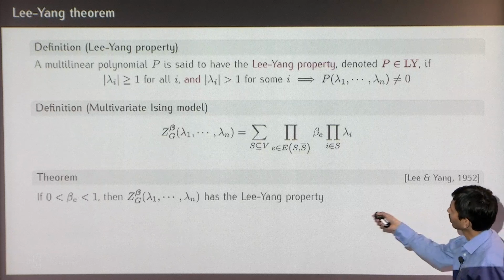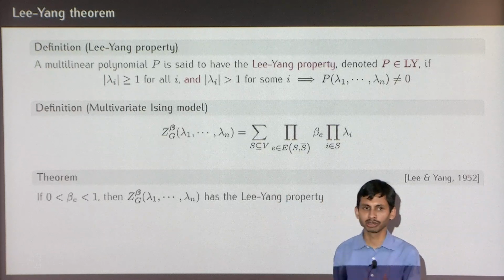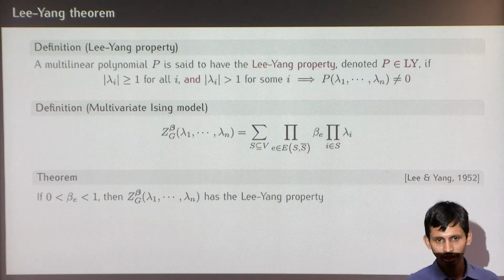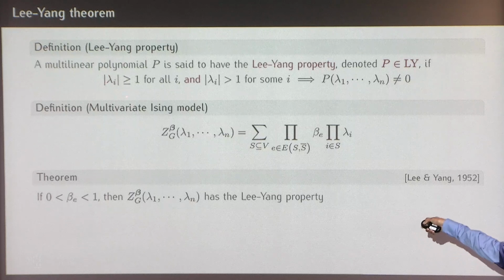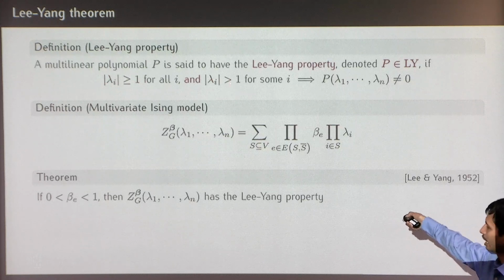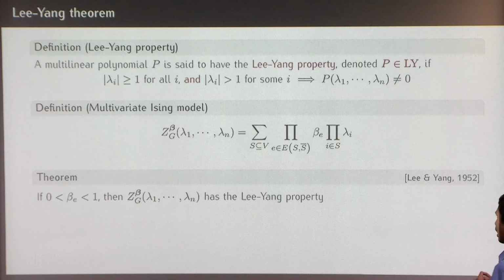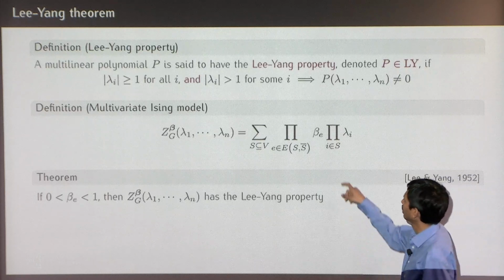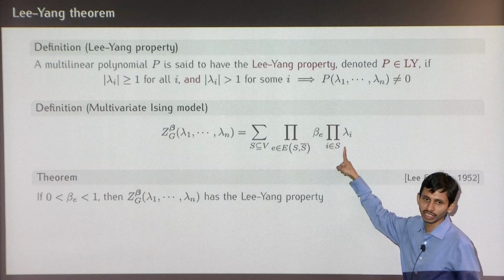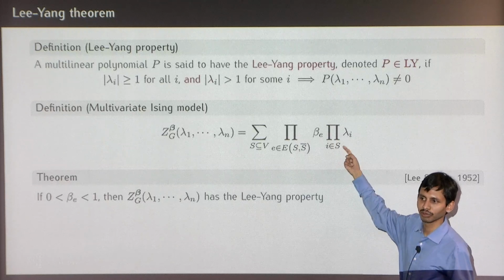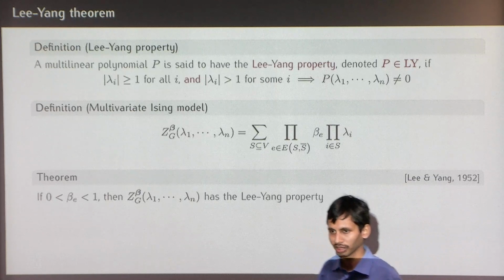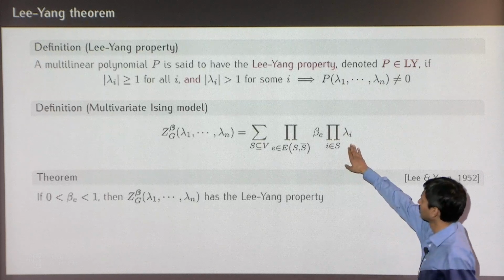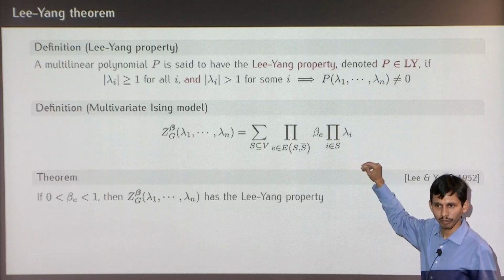it's non-zero whenever all its arguments lie on or outside the unit disk, and at least one lies strictly outside. So we'll say that P is Lee-Yang if it is non-zero whenever the lambda i's are all on or outside the unit disk, and at least one is strictly outside. And one can similarly define the multivariate Ising model now. So the only difference from before is that now I'm allowed to have a different field for each vertex, and for each vertex, when it has a plus spin, I multiply by its own field parameter, its own vertex activity parameter. So the earlier definition just had all the lambda i equal to lambda.